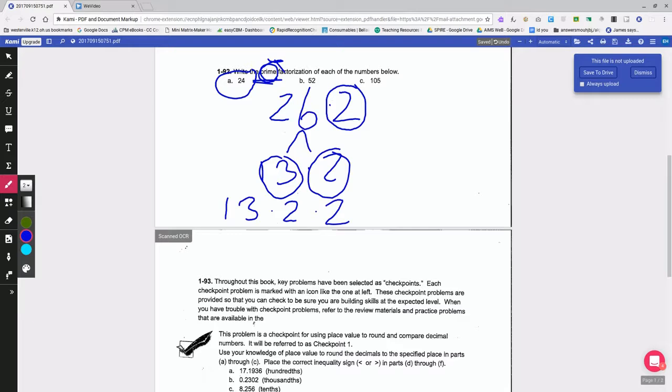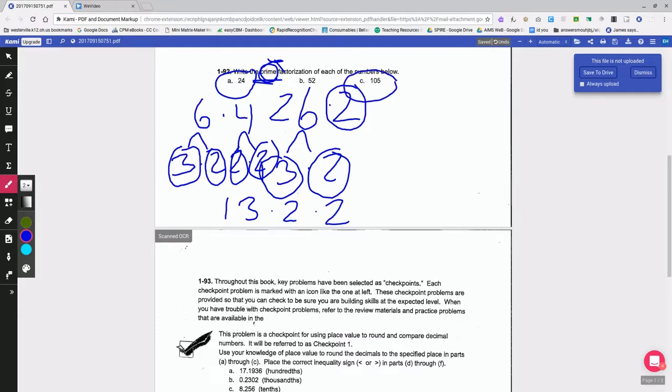So again, I could show you 24 real quick if I just did 6 times 4, and then I have to break 6 down to 3 times 2, and 4 down as 2 times 2. So my prime factorization is 3 times 2 times 2 times 2, all prime numbers. So again, try 105. It's a bigger number. But again, your end result should be all prime numbers and equal the number you started with.